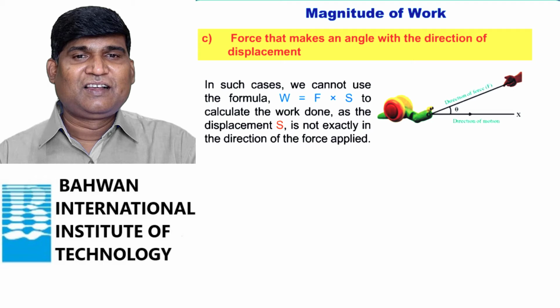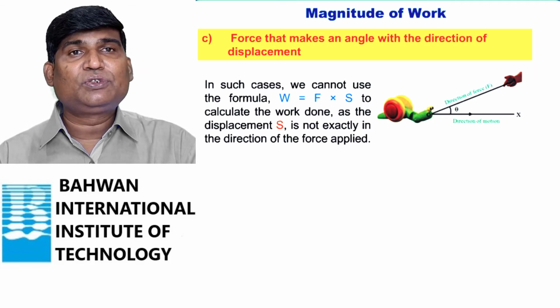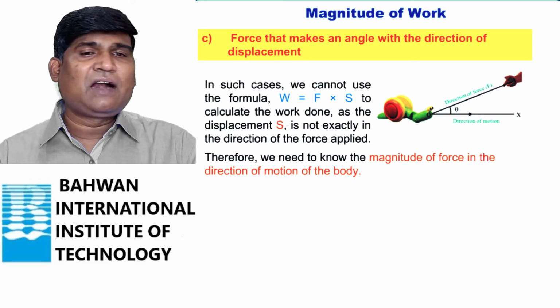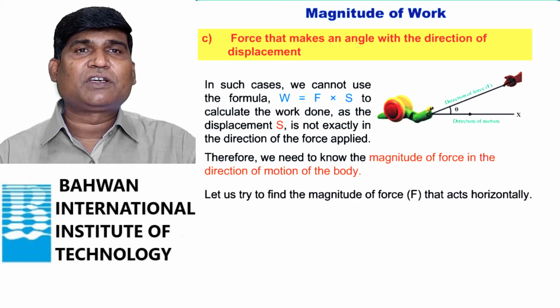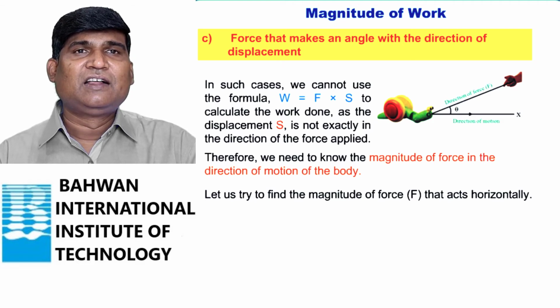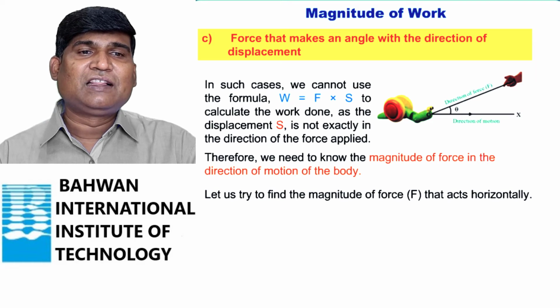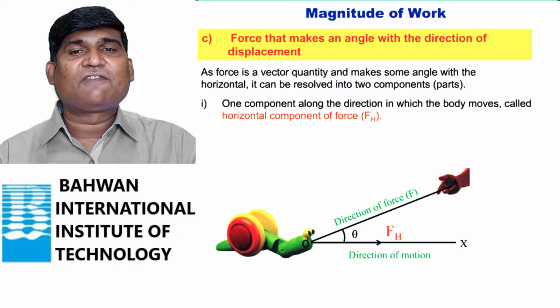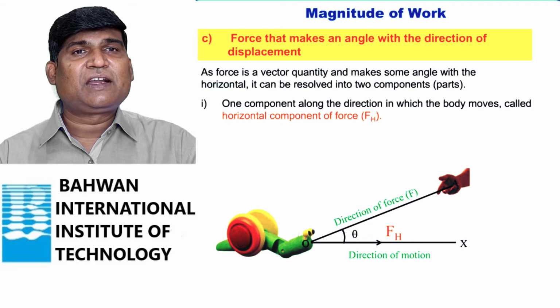Then what are we doing to calculate work done in this case? We are dividing force into two components. When we divide force into two components, let us assume the magnitude of force in the direction of motion is F cos theta. So I am dividing force into two components, that is vertical component and horizontal component. The horizontal component of force, that is in the direction of motion, is F cos theta. So that times displacement, yes, I can take as the work done in this case.